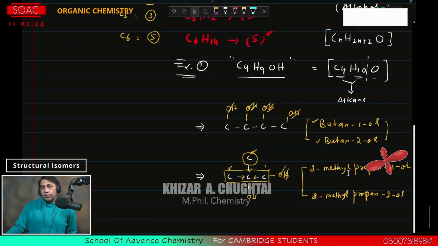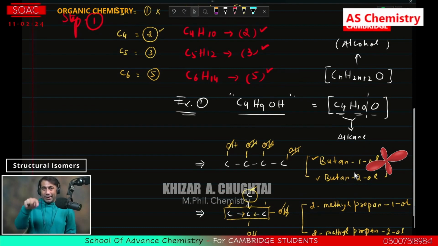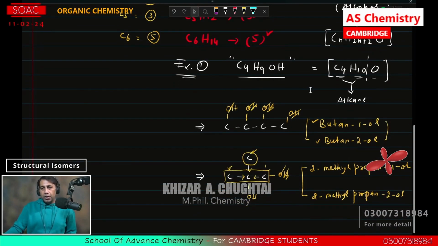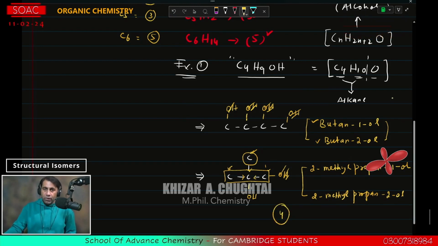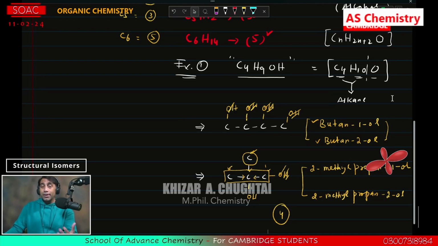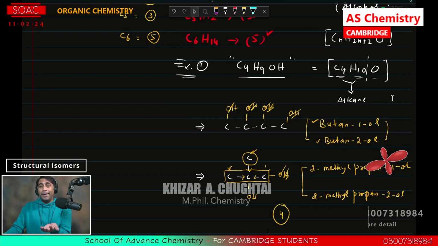Yes, exam questions are pretty similar to this. For example, C4H9OH, and they ask how many total structural isomers there are. Now you have drawn the structural isomers. How many structural isomers are there? 4 structural isomers. This is the only shortcut way to diagnose the structural isomers.